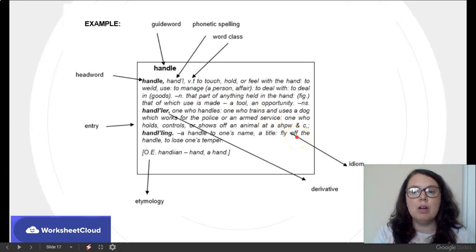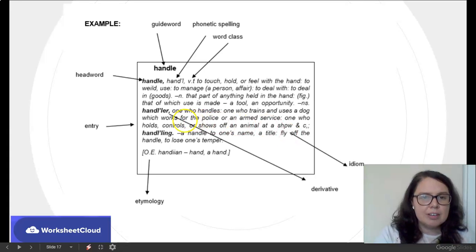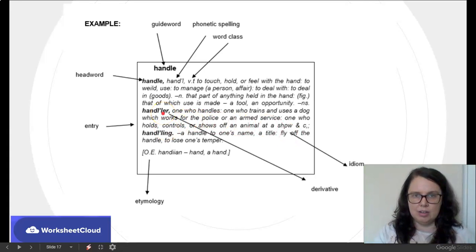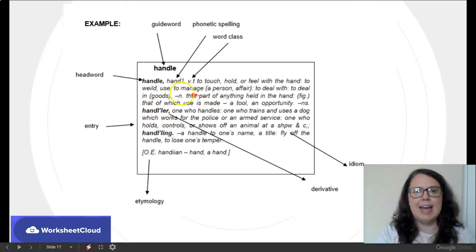Here is an example of figurative language. So the word handle can be used in an idiom to fly off the handle, which means to get really angry really quickly. Derivative, remember you're adding on a suffix to change the parts of speech. Etymology is OE, which is Old English. This whole thing is our entry, and handle was the word which we were looking up, hence the head word.